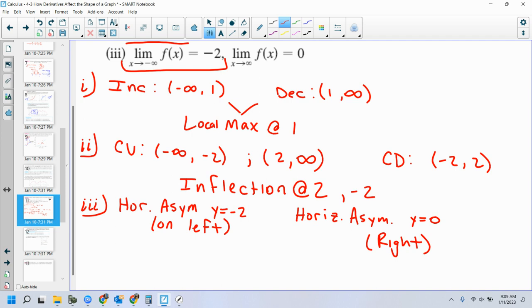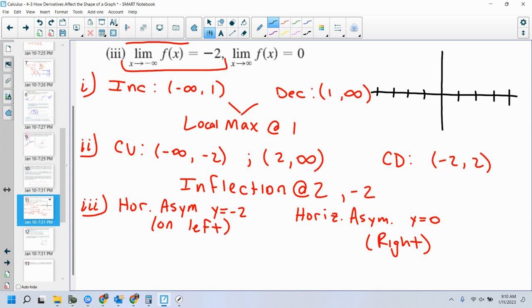So we're kind of like translating, right? We're translating what this means to us. So now let's create a sketch. Okay, important x values that we have. The smallest important x value that we have is negative 2, correct? So let's go negative 1, negative 2, negative 3, negative 4, positive 1, positive 2, positive 3, positive 4.